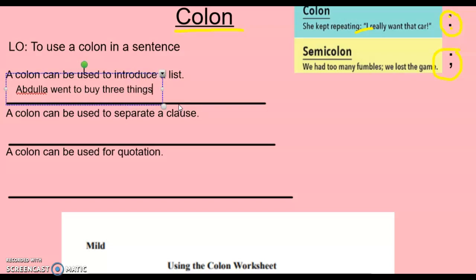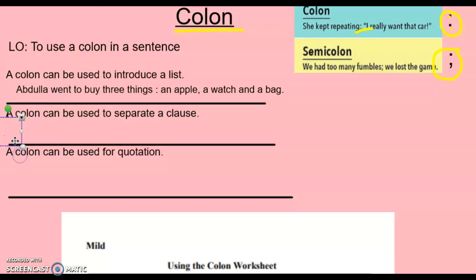Before I introduce what those things are, before I introduce the shopping list, I need to put my colon, okay? And then I'm going to write down what he's bought. What did Abdullah buy? He bought an apple. And if I'm writing a list, I always remember I need to separate my list using a comma. An apple, a watch, and a bag. Full stop. Okay, so I've used my colon, sorry, to separate and introduce a list of things, a list of items.